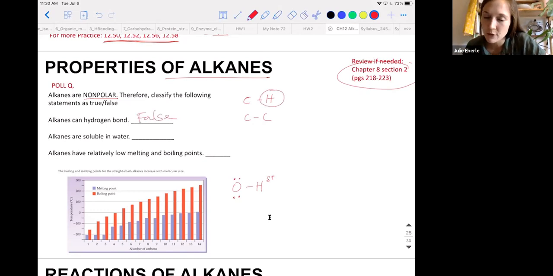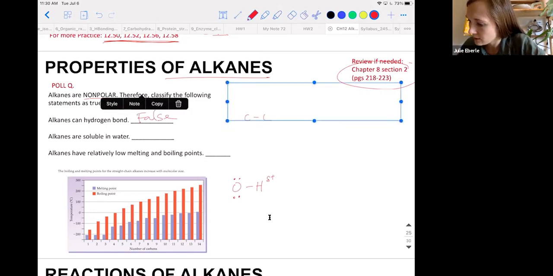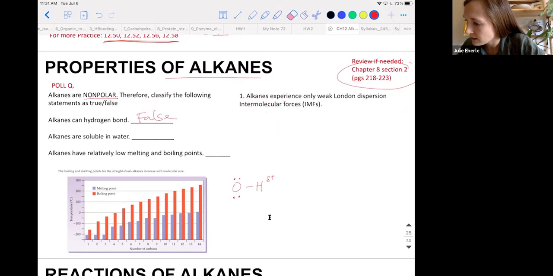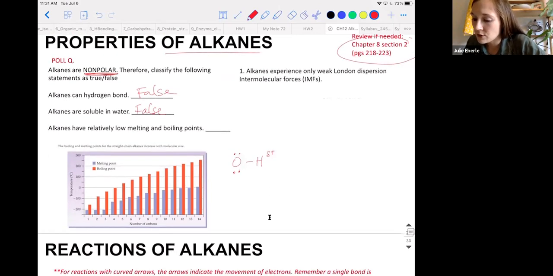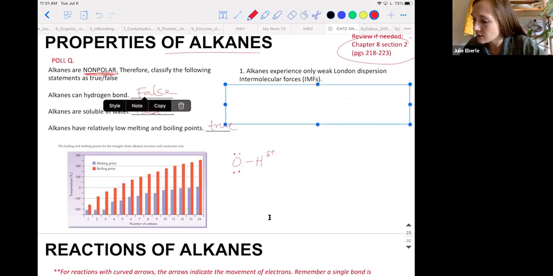They cannot hydrogen bond. They can only experience weak London dispersion intermolecular forces, okay? You remember London dispersion or van der Waals, and then dipole-dipole interactions and hydrogen bonding? Hydrogen bonding is the strongest. So alkanes can only experience London dispersion, which is the weakest. Soluble in water, this is also false. Water is very polar. If alkanes are nonpolar, remember the phrase like dissolves like. They cannot dissolve in water. The last one, I'll just tell you, this is true. I'm going to delete these other things so you can see this other information.